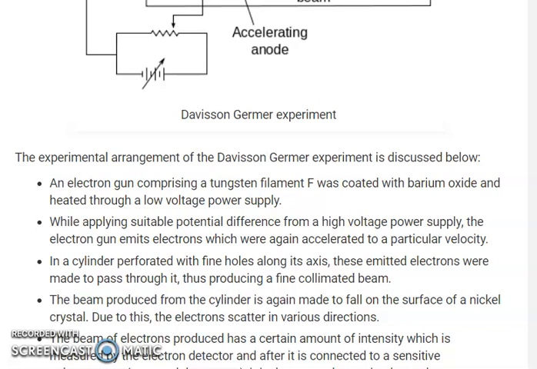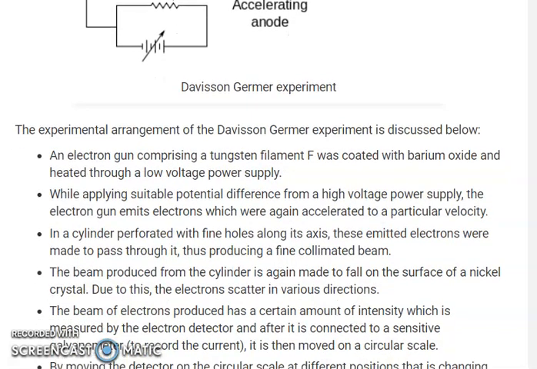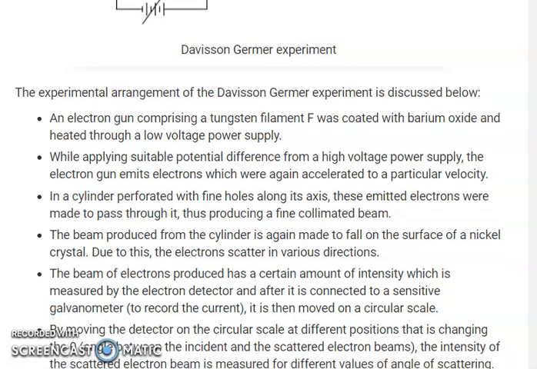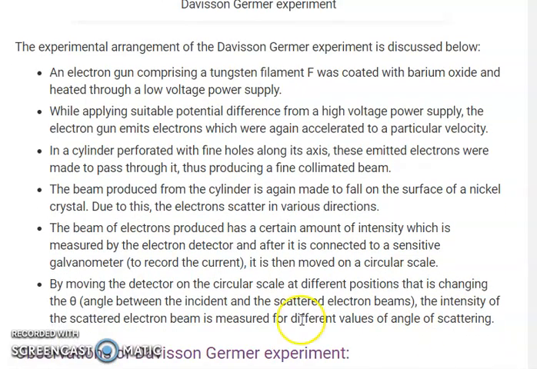The beam of electrons produced has a certain amount of intensity, which is measured by the electron detector, connected to a sensitive galvanometer to record the current, and moved on a circular scale. By moving the detector on the circular scale to different positions, that is, changing the angle theta between the incident and scattered electron beams, the intensity of the scattered electron beam is measured for different values of the angle of scattering.